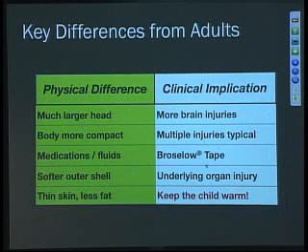So here's the response, and then just remember to use some kind of length-based system to dose your medications and fluids.